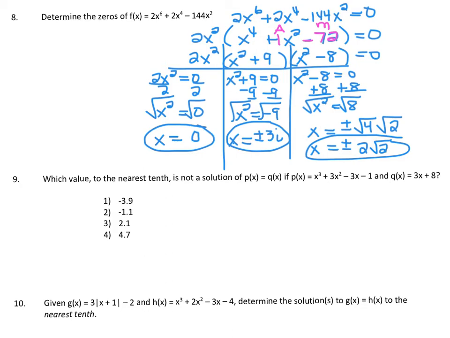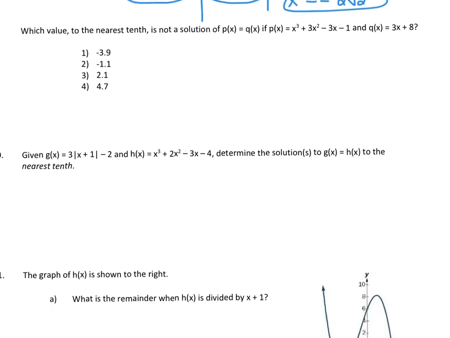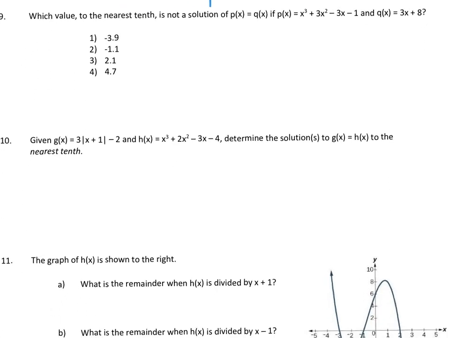All right, number 9. Which value to the nearest tenth is not a solution of when p of x equals q of x if, and they tell us what p of x is equal to, and then they tell us what q of x is equal to. Okay, so whenever they want to know when one function equals another, really you can graph these and find out where they intersect.